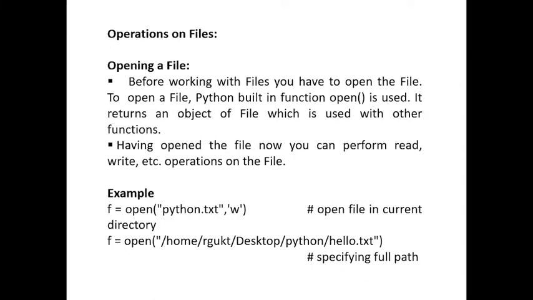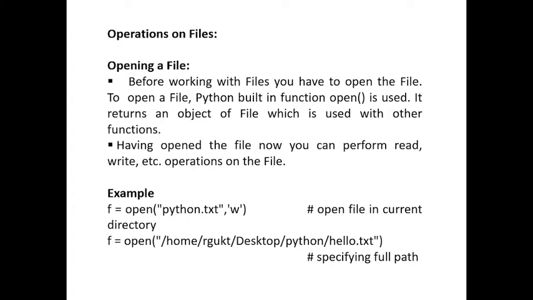Next comes operations on files. Opening a file: before working with files, you have to open a particular file. To open a file, Python's built-in function open is used. It returns a file object which is used with other functions. Having opened the file, you can perform read and write operations on the file.